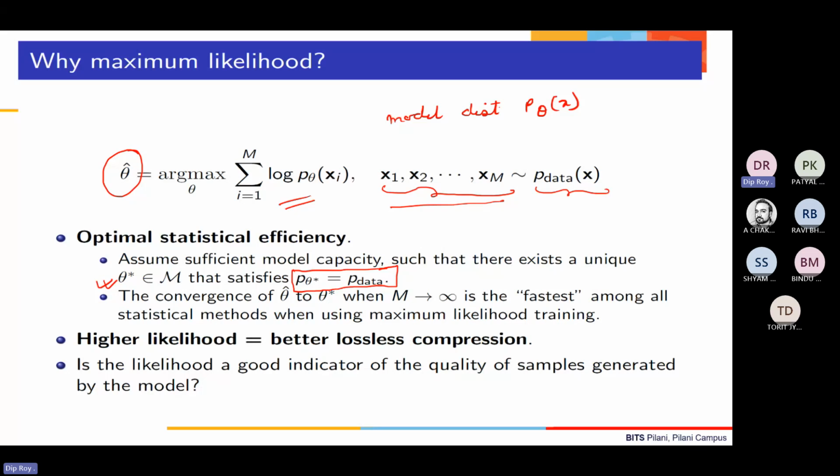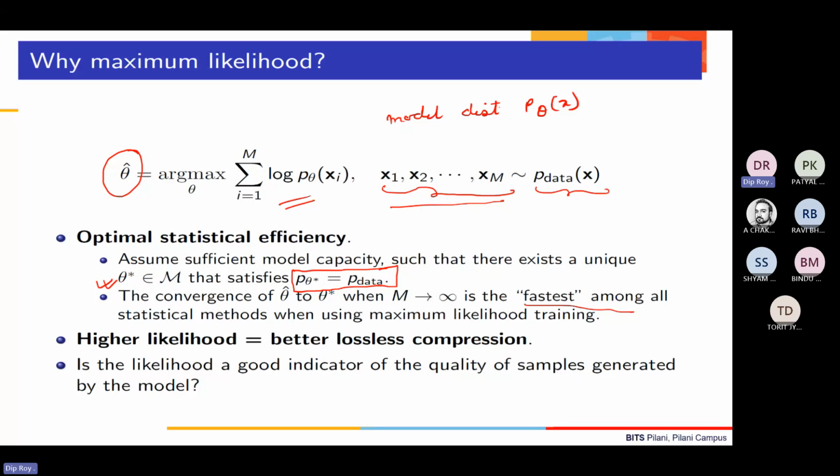among all the different models and techniques which are available, maximum likelihood is the fastest in convergence among all the statistical methods. It means that whenever you have a certain amount of data, if you use maximum likelihood, you are guaranteed to reach convergence faster. It means that you are going to use your data better.